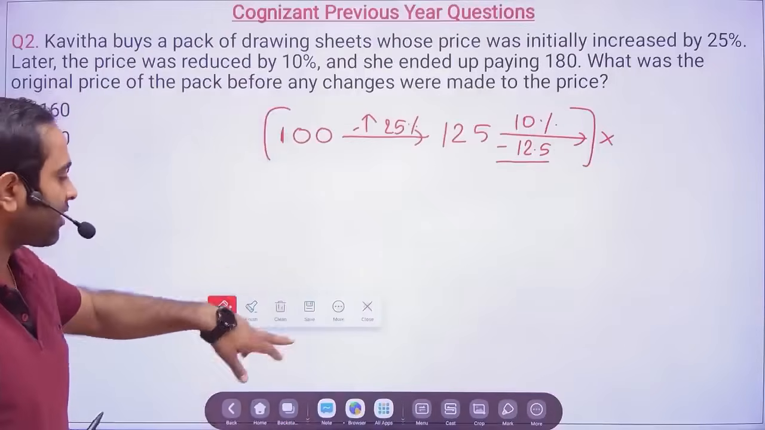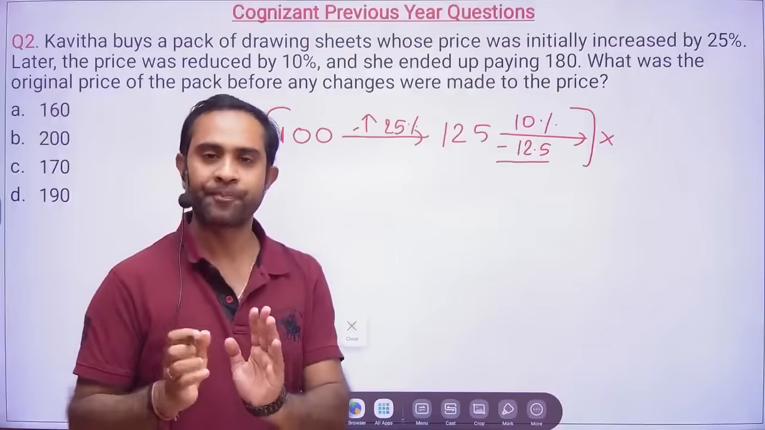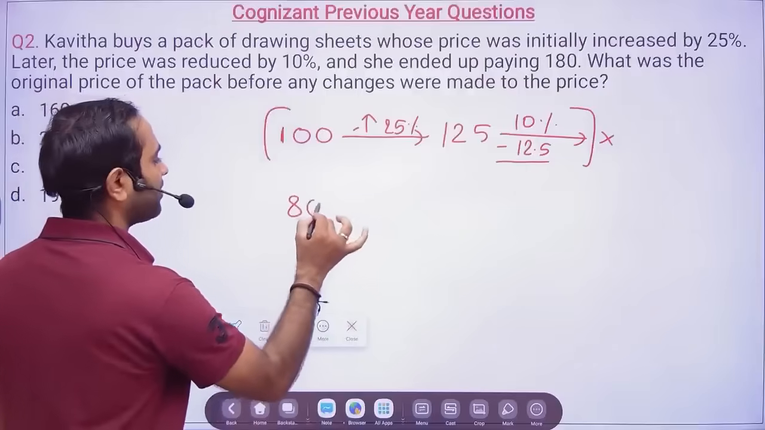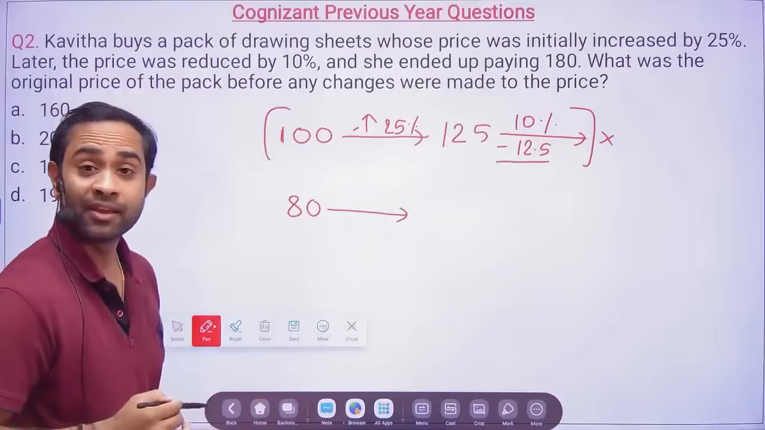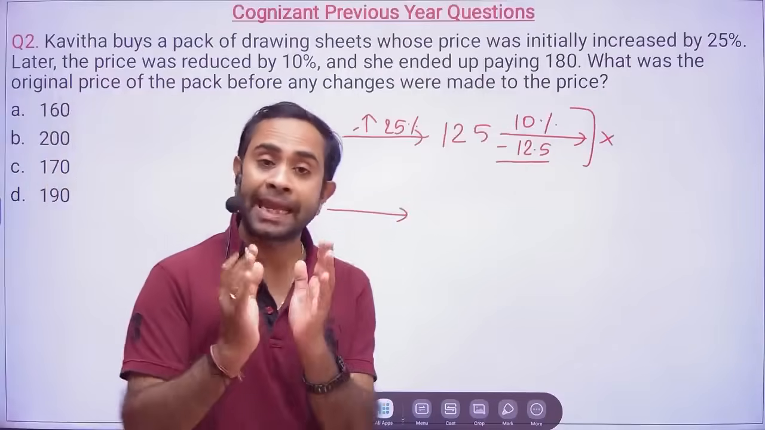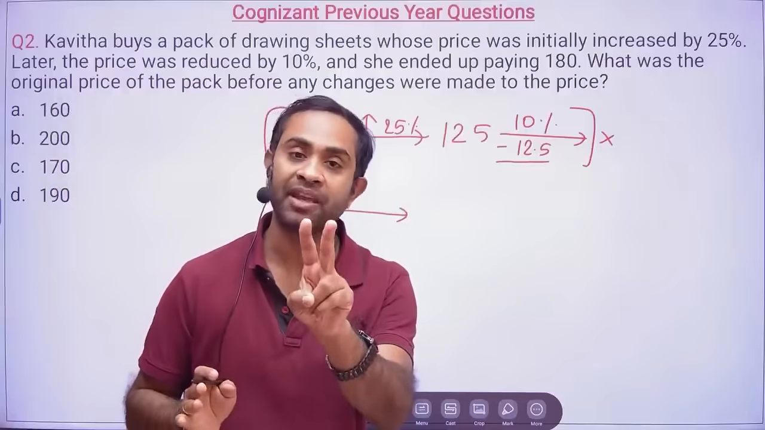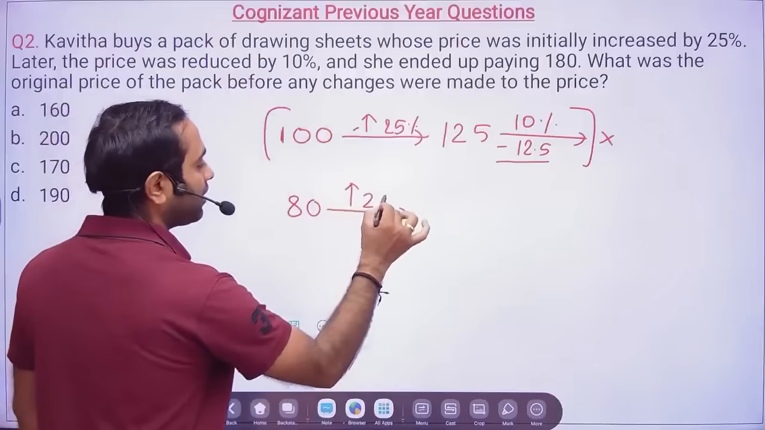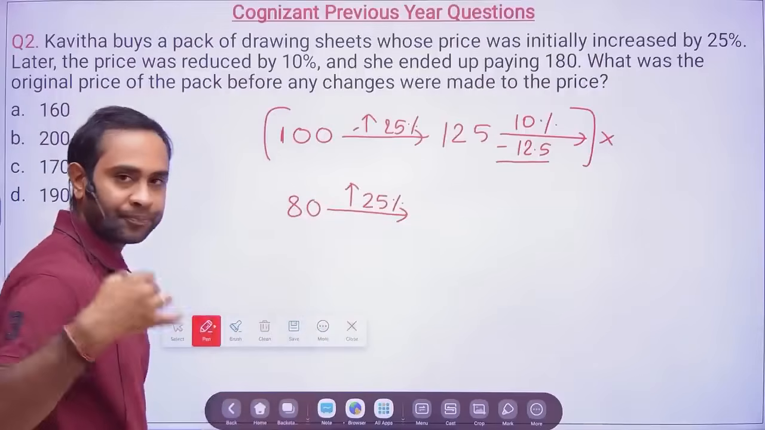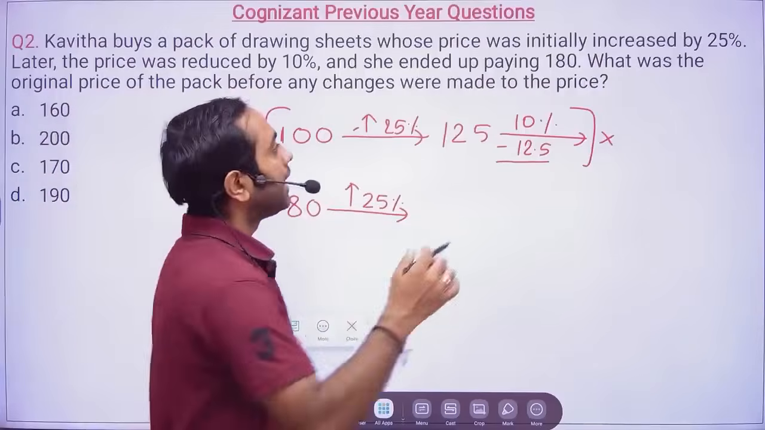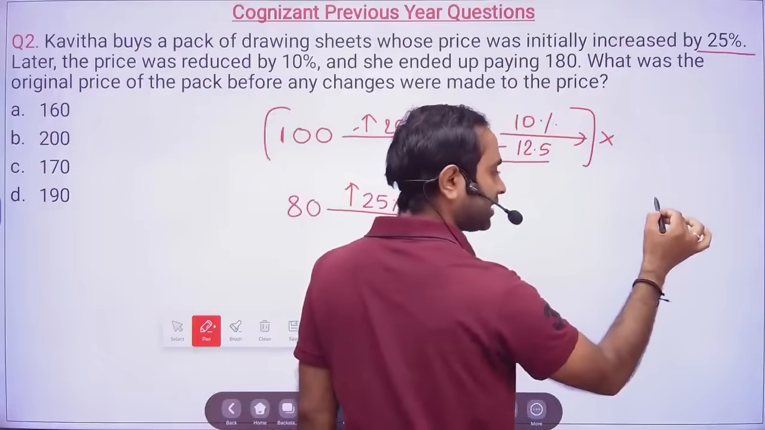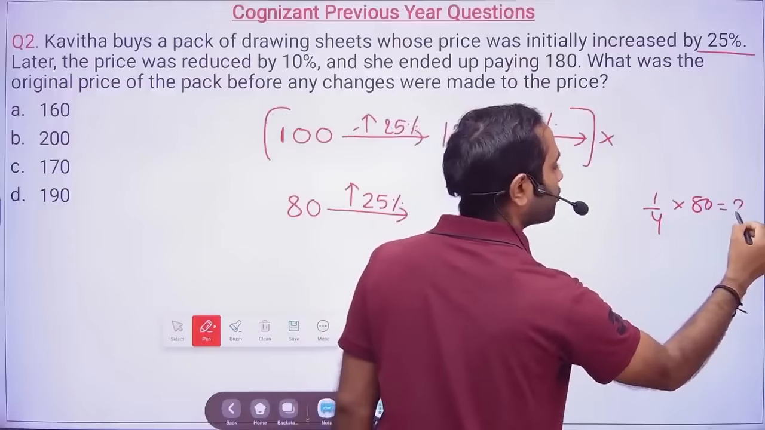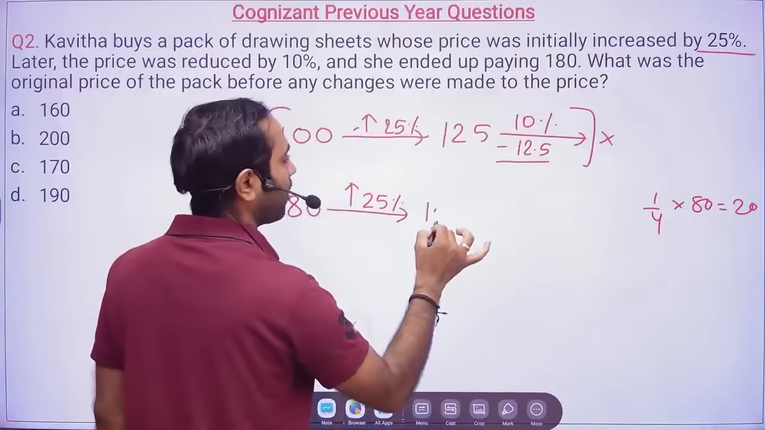So you need to avoid this. In the classes when you will attend, when I teach, I tell you all those things. See what I am doing, I am assuming the price is 80. Sir, why? Because always remember 80, 25% will be 20. So suppose he bought in 80 rupees, 25% increment, 25% is nothing but 1 by 4. So 80, 1 by 4 is 20 rupees. So from 80, it increased to 100.